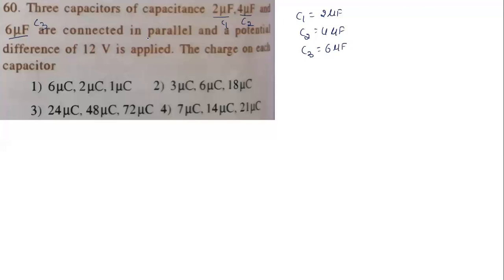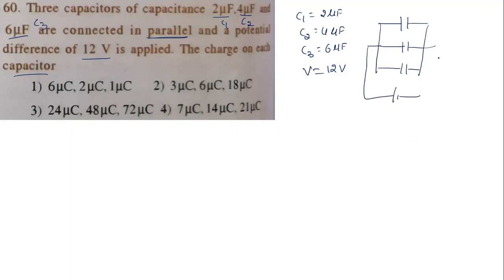They are connected in parallel combination. The potential difference across the combination is 12 volt. The charge on each capacitor we need to find out. It is just like this case, where these three capacitors are connected to a battery of potential 12 volt.